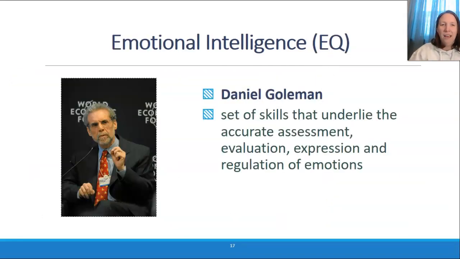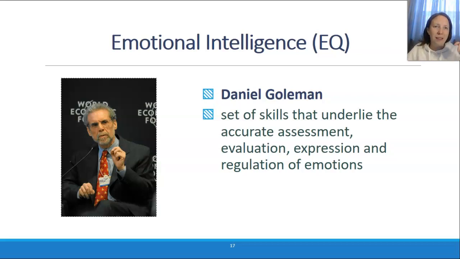And now on to my favorite, though the one that probably fits the least with all of these theories, and that is emotional intelligence, also known as EQ. This is a theory developed by psychologist Daniel Goleman. He claims that emotional intelligence is a set of skills that underlie the accurate assessment, evaluation, expression, and regulation of emotions. In other words, the most successful people are not necessarily academically intelligent, but they're very good at managing their emotions.